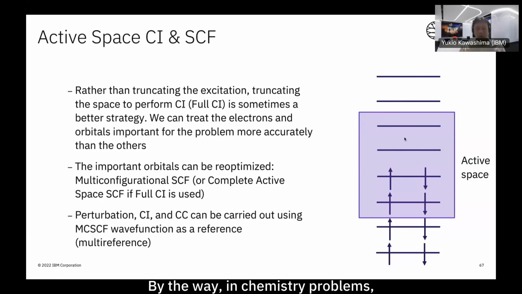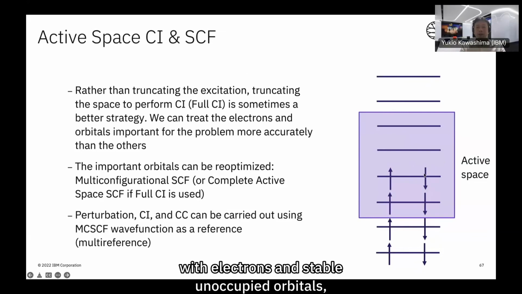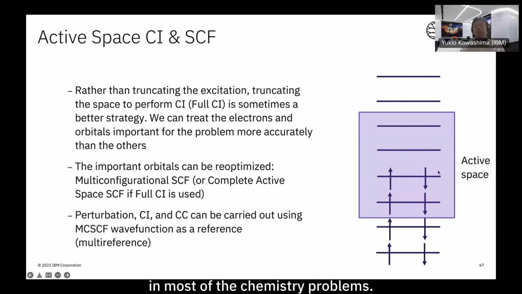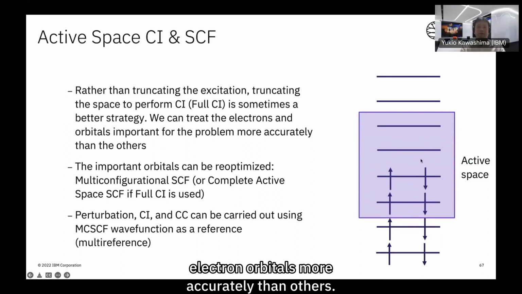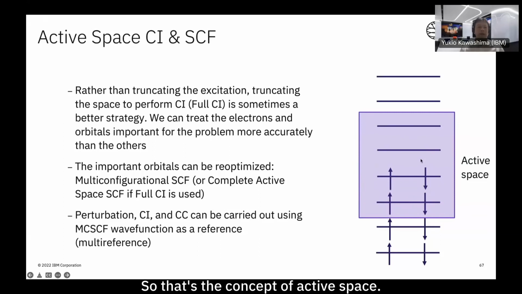By the way, in chemistry problems, these unstable orbitals with electrons and stable unoccupied orbitals actually play an important role in most of the chemistry problems. So it makes sense to treat these important electron orbitals more accurately than others. So that's the concept of active space.